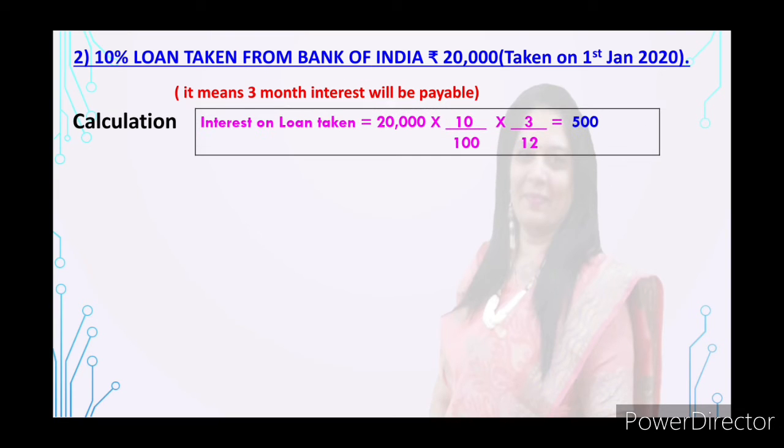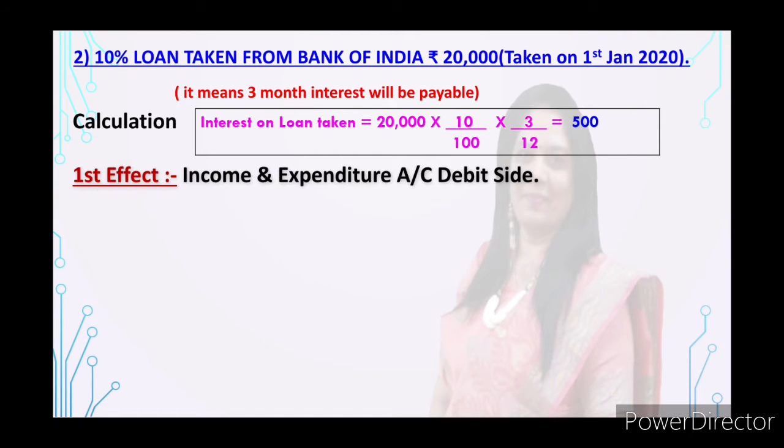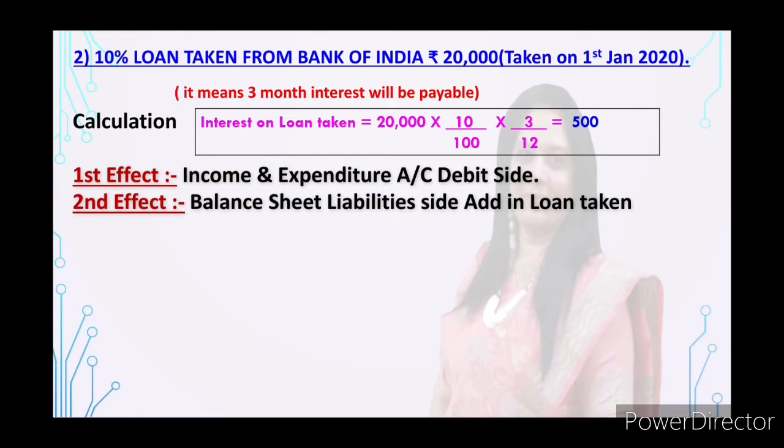The calculation of interest on loan equals 20,000 multiplied by 10 upon 100, that is the rate of interest, multiplied by 3 upon 12, because 3 months' interest will be payable, therefore 3 upon 12, and the amount you will get is rupees 500. The first effect will be given in the income and expenditure account debit side, because this is an expense for the firm. The second effect will be given in the balance sheet liability side. In the loan you have to add this interest amount.